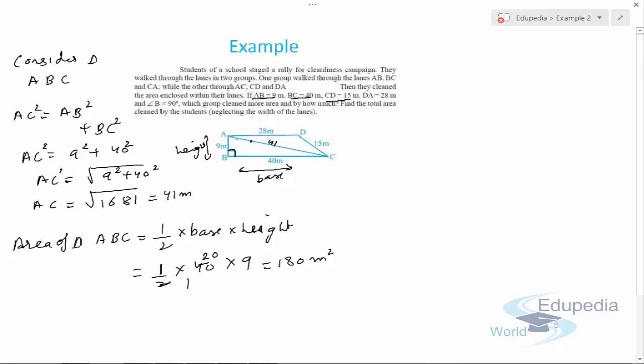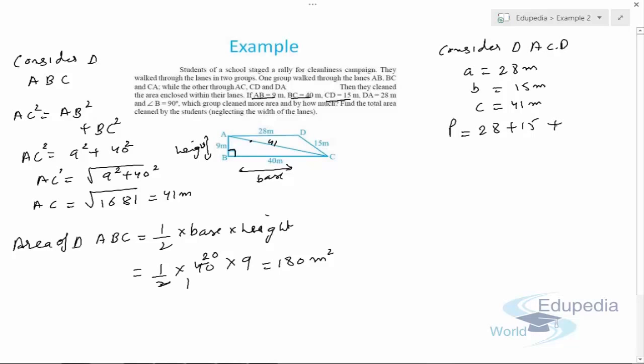Now let's see how we can find the area of triangle ACD. In this triangle ACD we need to use Heron's formula because there is no 90-degree angle given, or there is no standard triangle given. So let's say A is 28 meters, B is 15 meters, and C is 41 meters. First of all we need to find perimeter. So it will be 28 plus 15 plus 41. So we need to add this, 28, 15, 41.